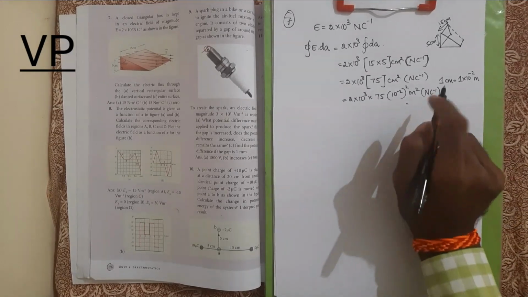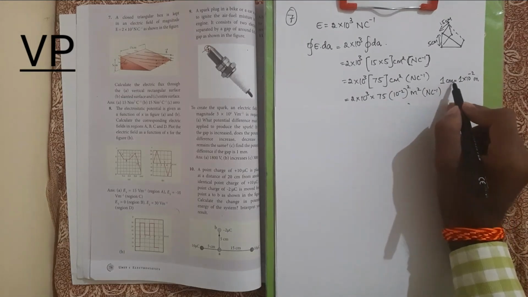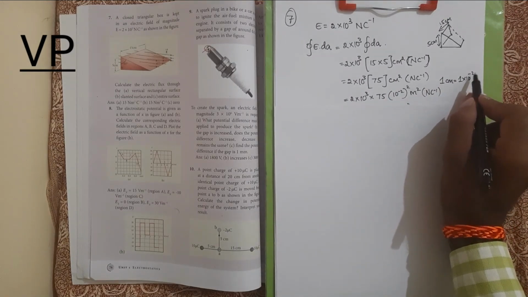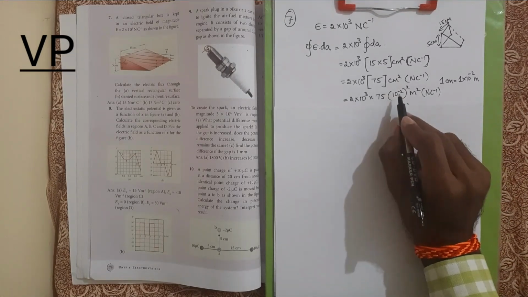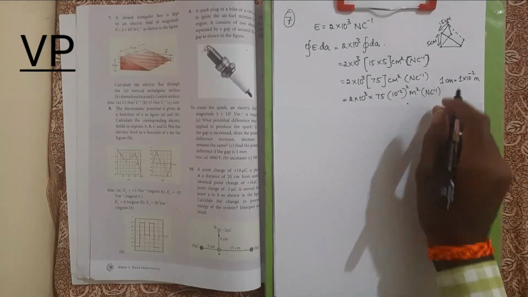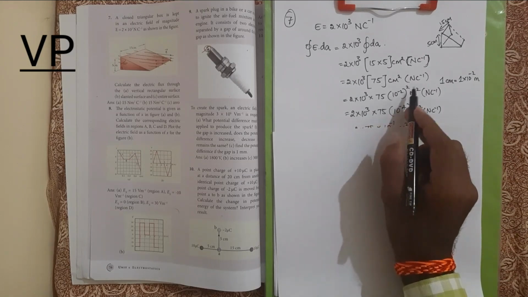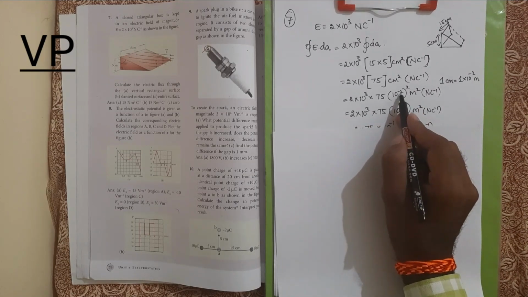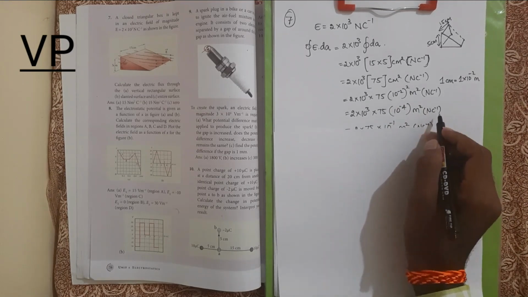We shall notice the unit is in centimeter square. In SI system, we should convert centimeter to meter, such that 1 centimeter is equal to 1 into 10 to the power minus 2 meter, and I have converted centimeter to meter. 10 to the power minus 2, there is a square, so 10 to the power minus 2 the whole square, meter square, Newton Coulomb minus 1. Now 2 into 10 to the power 3 into 75, I have squared this term, so minus 2 into 2 is 10 to the power minus 4, meter square, Newton Coulomb minus 1.